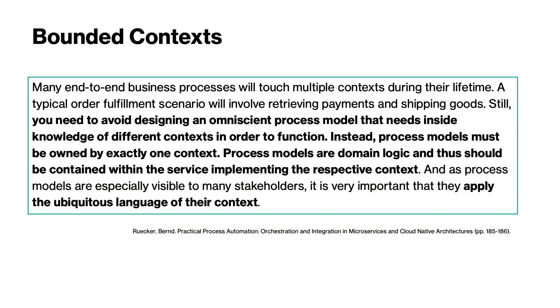right? So there's a quote here from a book called Practical Process Automation, which is a good book. I recommend you read it if you're interested in this topic. You need to avoid designing an omniscient process model that needs inside knowledge of different contexts in order to function. Instead, process models must be owned by exactly one context. It means bounded context. Process models are domain logic and thus should be contained within the service implementing the respective context and apply the ubiquitous language of their context.